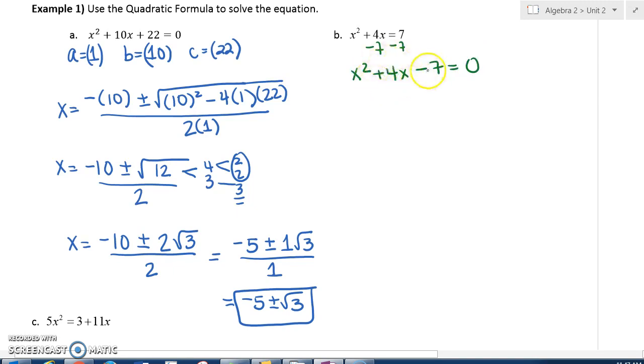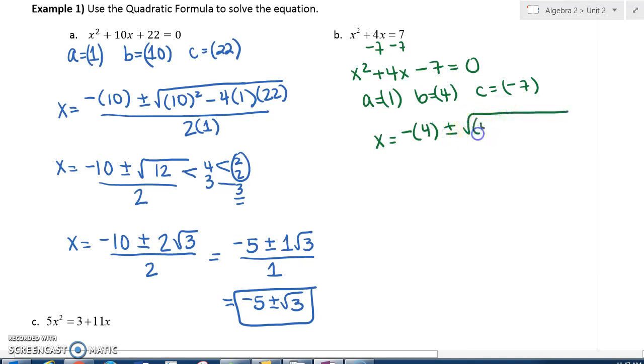Since there are no like terms on the left side, you would just write all terms next to each other. Once it's in order, we can say a equals 1, b equals 4, and c equals negative 7. And as I said, I always put these in parentheses and use our quadratic formula. Negative b plus or minus the square root of b squared minus 4 times a times c, all over 2 times a.